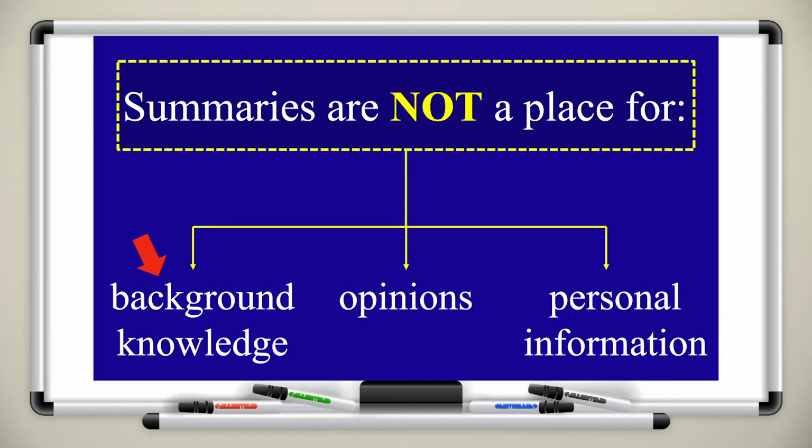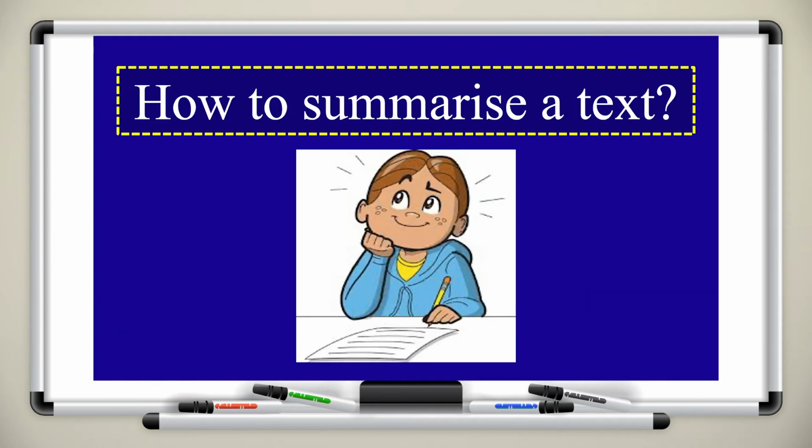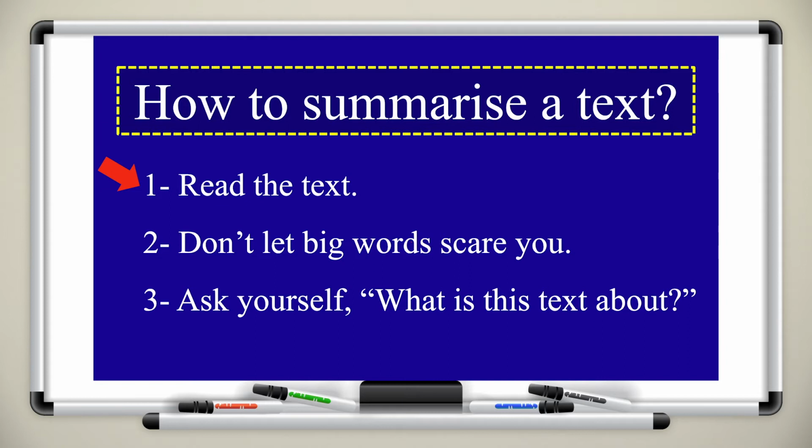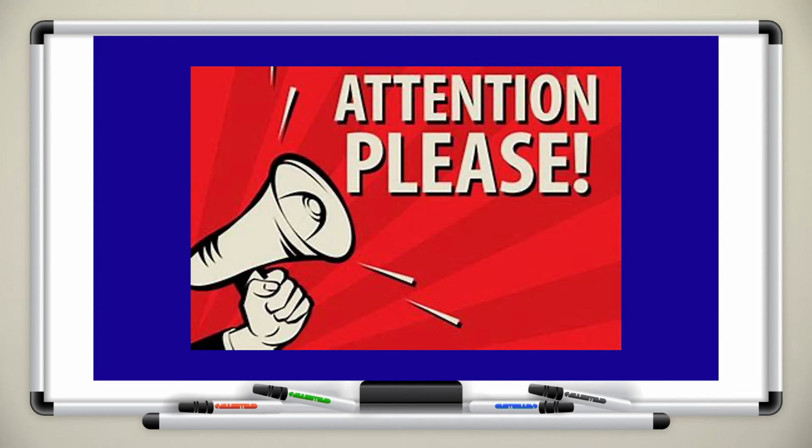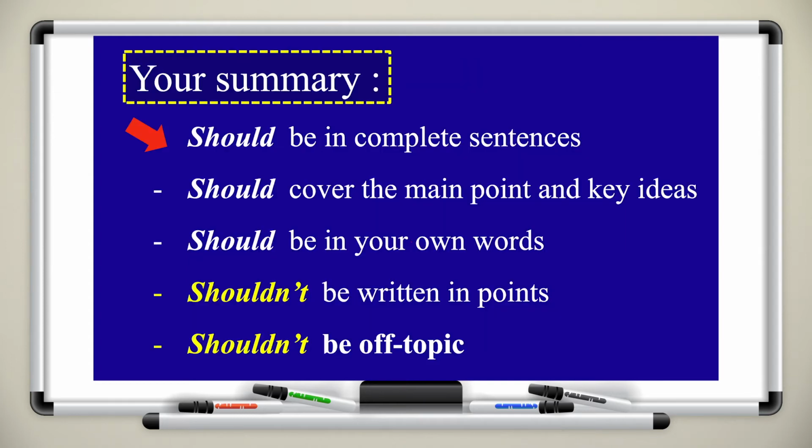Summaries are not a place for your background knowledge or your opinions or personal information. So how do you summarize a text? Well, first, you have to read the text and you don't let big words scare you. If you find a difficult word, then I recommend you read the sentence again so that you can understand the context, which will help you guess the meaning of that difficult word. And ask yourself, what is this text about? Now, pay attention to the following. Your summary should be in complete sentences. It should cover the main point and key ideas. It should be in your own words. And it shouldn't be written in points. Your summary shouldn't be off topic, and this is very important.